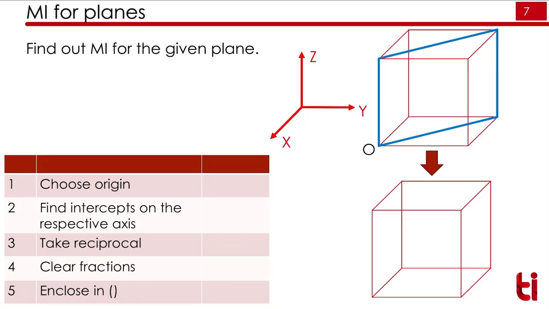Now, if the plane is passing through the origin, what can be done in such a case? Since the plane is passing through the origin, we cannot find out the Miller indices. Either you can shift the plane or you can shift the origin. In this case, we will shift the origin. For example, we have shifted our origin here at this point, and this is the plane now.